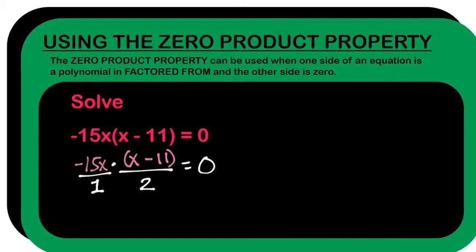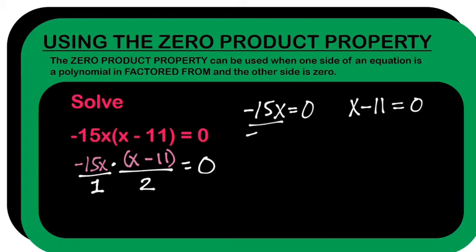Well, I know if I'm multiplying two things together and I want the answer to be 0, one of those two things has to be 0. So there's two possible ways that this can work. One way is if -15x is equal to 0, and the other way is if x minus 11 is equal to 0. So now if I solve both of those equations, I will have my solutions.